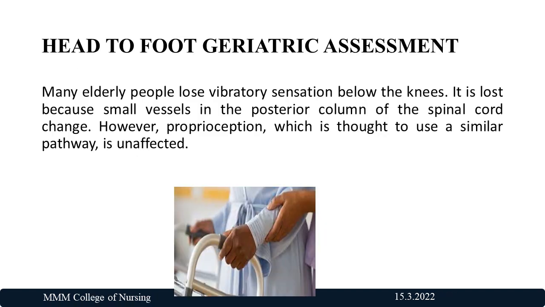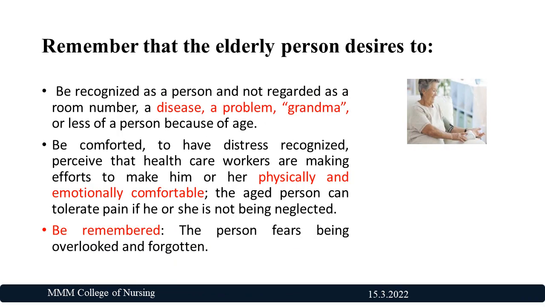In many patients, no cause of numbness can be identified. Here, many elderly people lose their vibratory sensation below the knees. It is lost because the small vessels in the posterior column of the spinal cord change. It should be noted, however, that proprioception, which is thought to use a similar pathway, is unaffected.